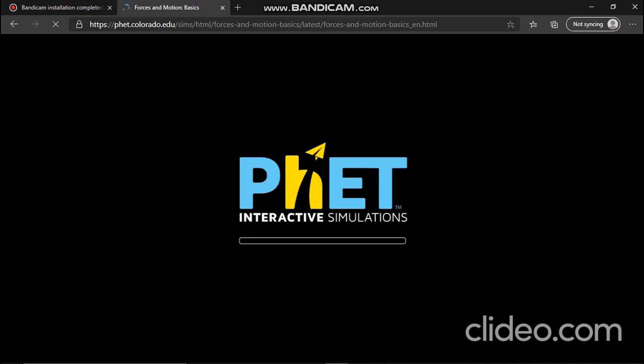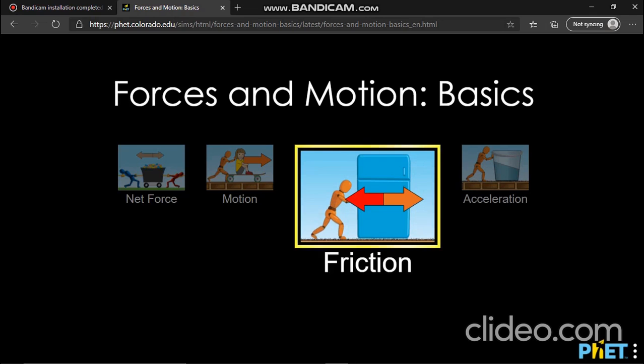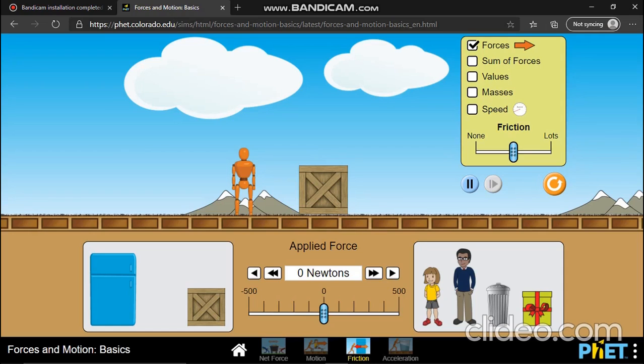This is the simulation that we will do. The link we get from the lab. Okay, select friction. The simulation shows one robot and one box. For the first simulation, we choose the 50 kg mass for this box and try to apply the friction.